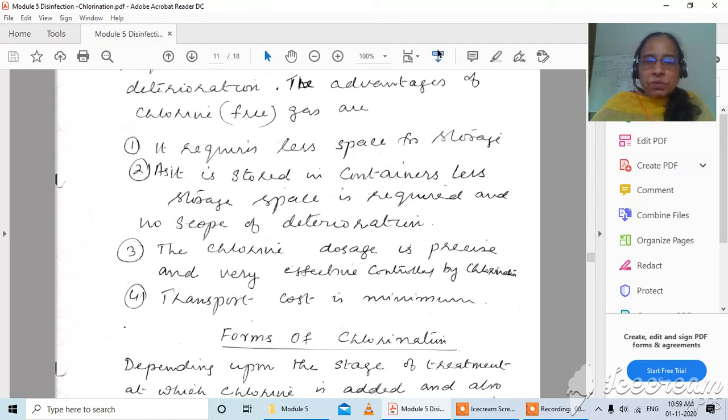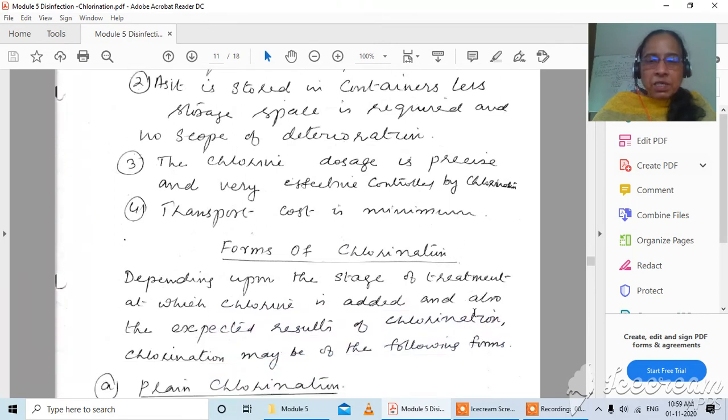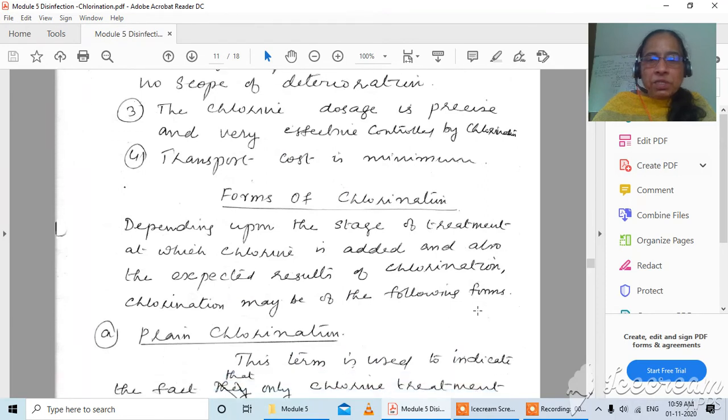Now coming to the forms of chlorination. That means what are the forms of chlorination, where we want to do the chlorination? That is what we are going to discuss. The forms of chlorination depend upon the stage of treatment at which chlorine is added, and also the expected results of chlorination. Chlorination may be in the following forms.